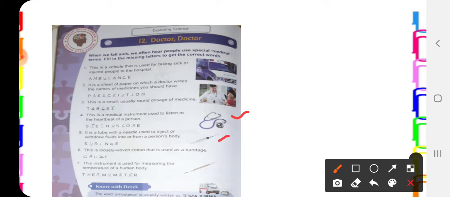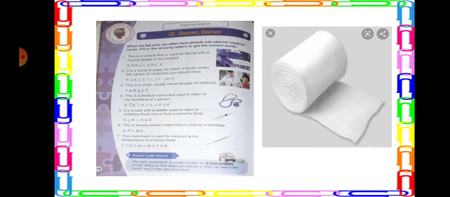Number 6, this is a loosely woven cotton that is used as a bandage. So we often keep this in our first aid box also. So this is like a bandage, and it is very loosely woven cotton that is used. So here you can see the picture of the bandage. So this is known as gauze. Okay, so this is a gauze.